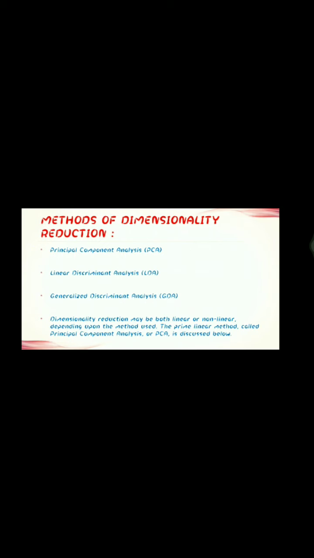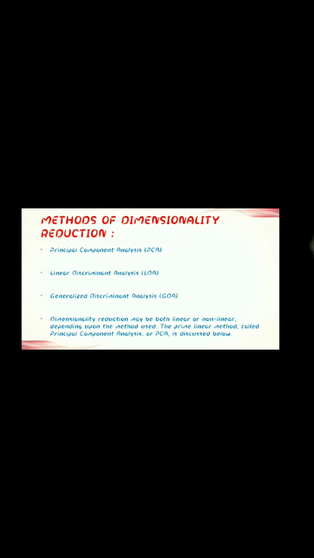Now let us know about methods of dimensional reduction. There are three methods used to determine the dimensional reduction. One is principal component analysis, another is linear discriminant analysis, and the other is generalized discriminant analysis: PCA, LDA and GDA. Dimensional reduction may be both linear or non-linear depending upon the method used. The prime linear method is principal component analysis.